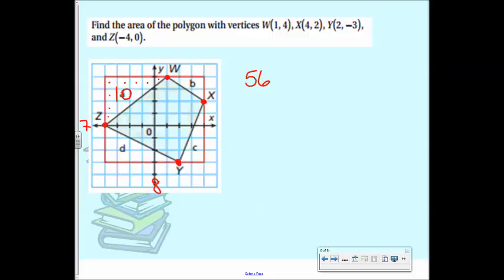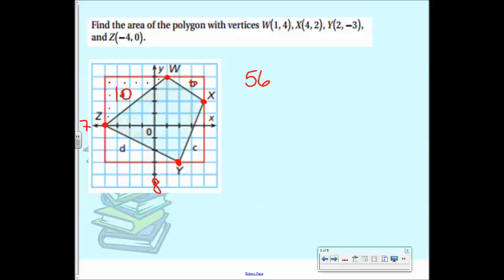Because this is 4 and this is 5. 4 times 5 is 20, and a triangle is base times height divided by 2. So you're going to add them all together and subtract from 56. So then what's the base of B? 3, and what's the height? 3 times 2 is? Divided by 2 is?